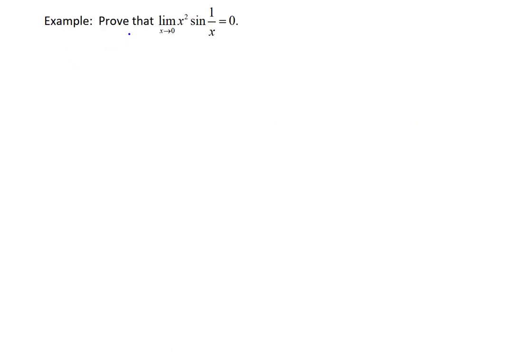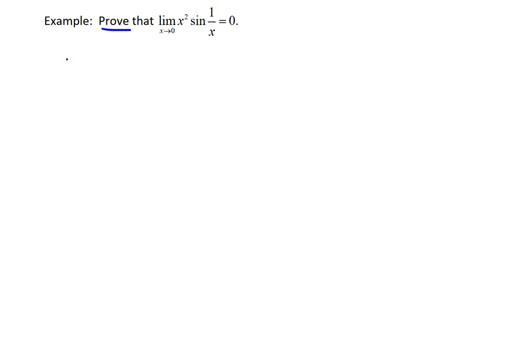Let's try an example where we want to prove that the limit as x approaches 0 of x squared times the sine of 1 over x equals 0. To prove something means we're already expecting it to be true, but we want to be able to state with clear evidence and theorems and logic that it is true for sure.